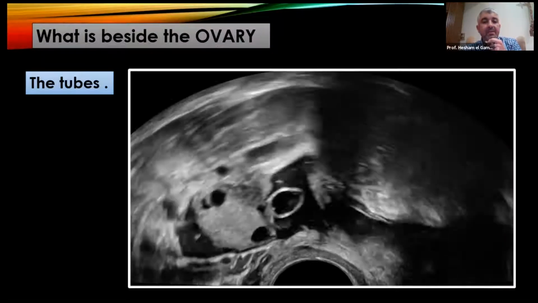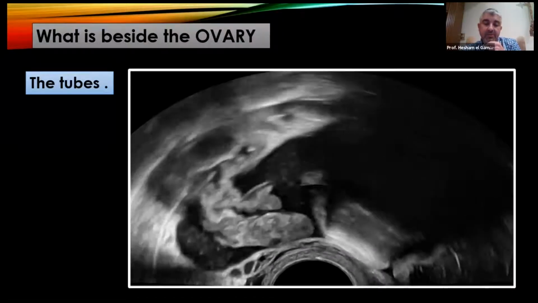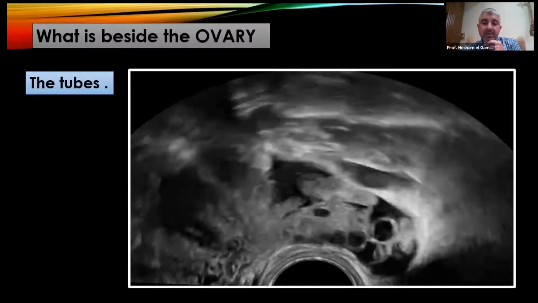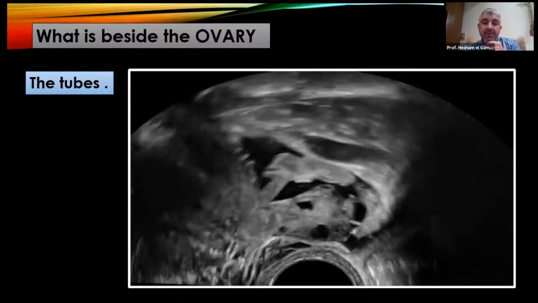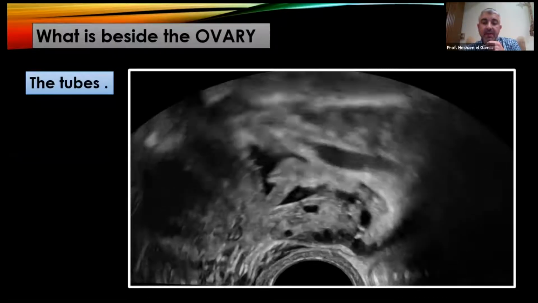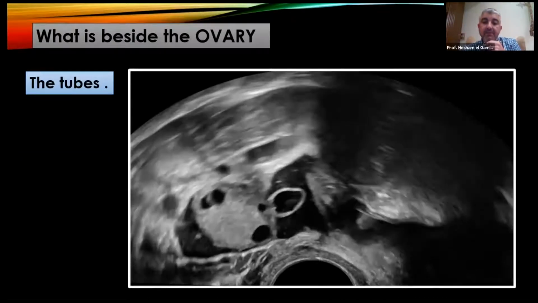Moving on into things that are beside the ovary, sorry. So the tubes, you actually could see them if you have some fluid inside the uterine cavity, inside the pelvis, and if you have a very nice machine.